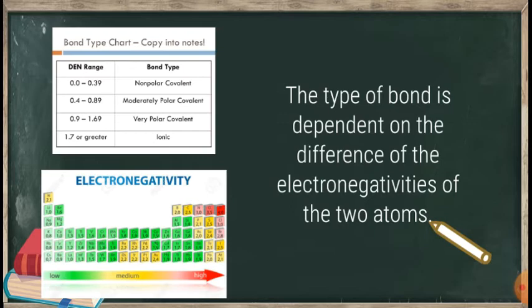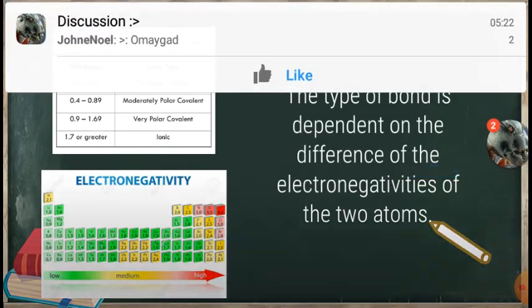The type of bond is dependent on the difference of the electronegativities of the two atoms. So we have here from 0 to 0.39 is nonpolar covalent. From 0.4 to 0.89 is moderately polar covalent. From 0.9 to 1.69 is very polar covalent, and 1.7 or greater is ionic. So in the picture here on the left, below the bond type chart, we have some of the elements and their electronegativities.